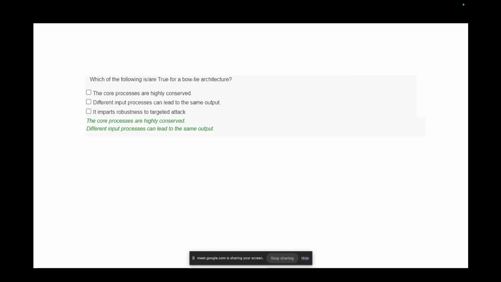So the answer is, in a bow tie architecture, what is there is the core process, the neck, and the processes in the neck are heavily conserved, highly conserved. You have a lot of redundant input processes on the top, and many different input processes can give you the same output. That is the whole idea of bow tie.